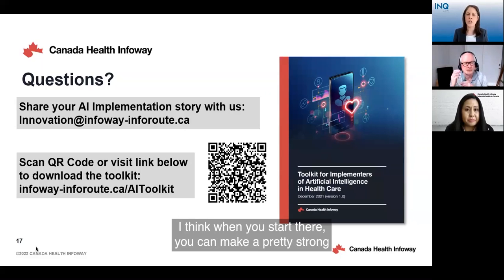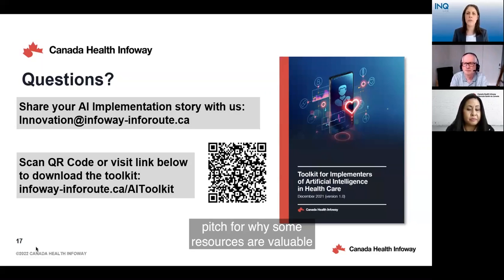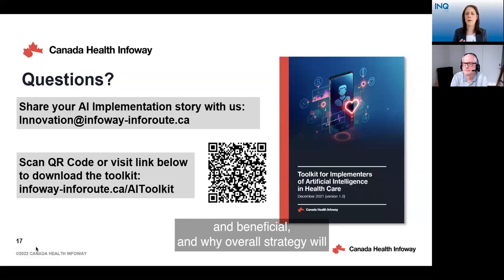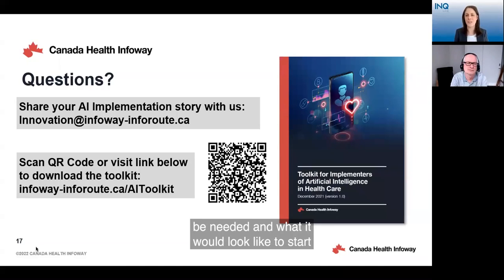I think when you start there, you can make a pretty strong pitch for why some resources are valuable and beneficial, why an overall strategy will be needed, and what it would look like to start to build out that overall strategy. So I think going through the toolkit from beginning to end will definitely give those ideas.